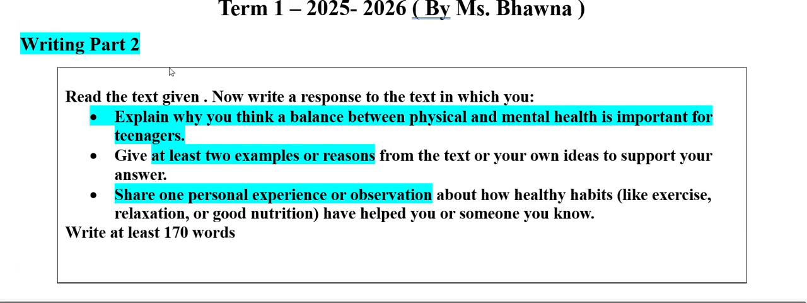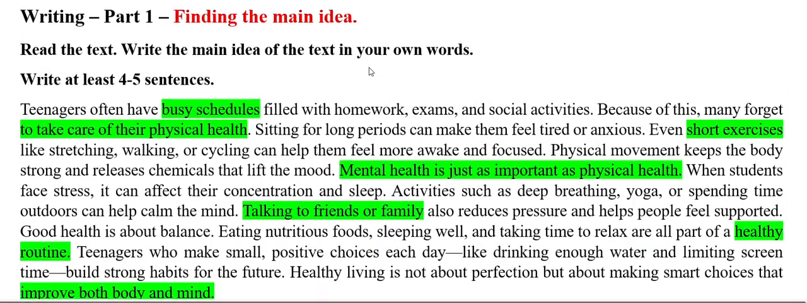So I'll quickly take you to this particular question now. So the first bullet point is, explain why you think a balance between physical and mental health is important for teenagers. In this, you have to give your opinion. In the first prompt, it's your opinion. Second is, give at least 2 examples of reasons from the text or your own ideas. So based on your opinion, which you mention in the first paragraph or first prompt, you have to give 2 examples or reasons from the text which is given in part 1 of the question.